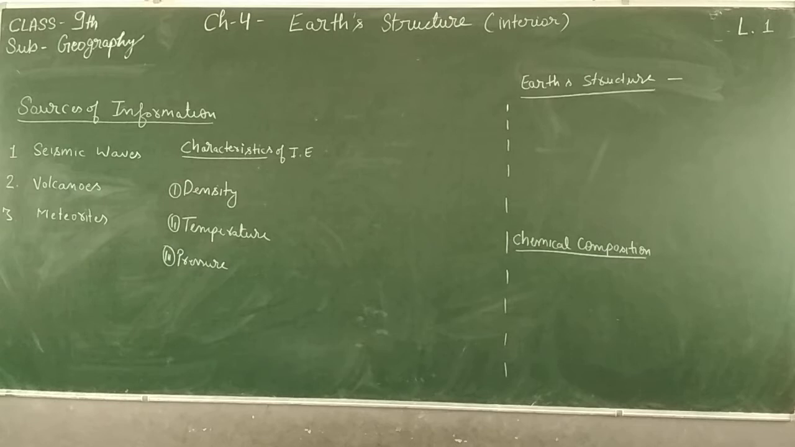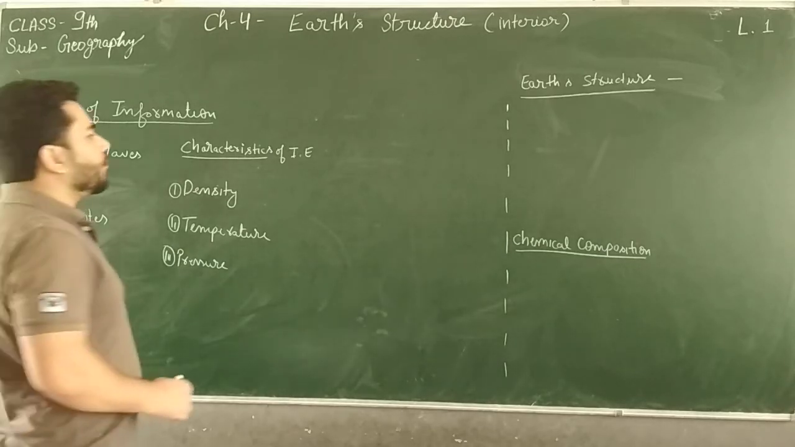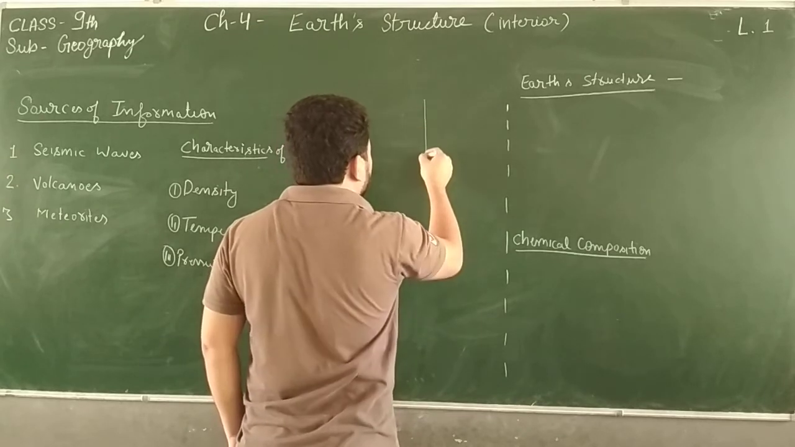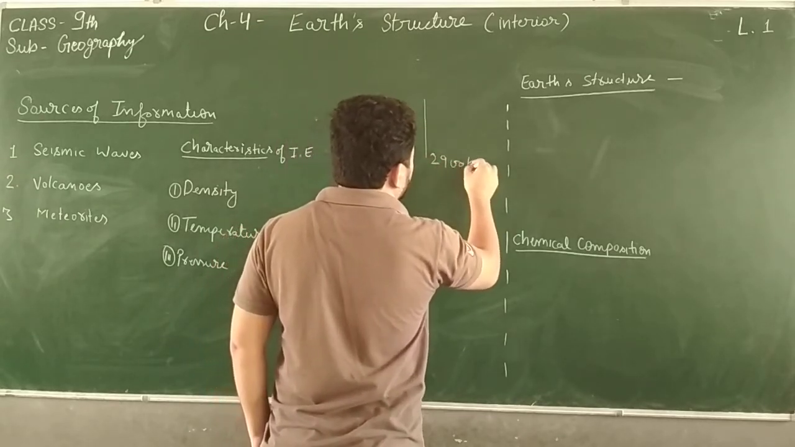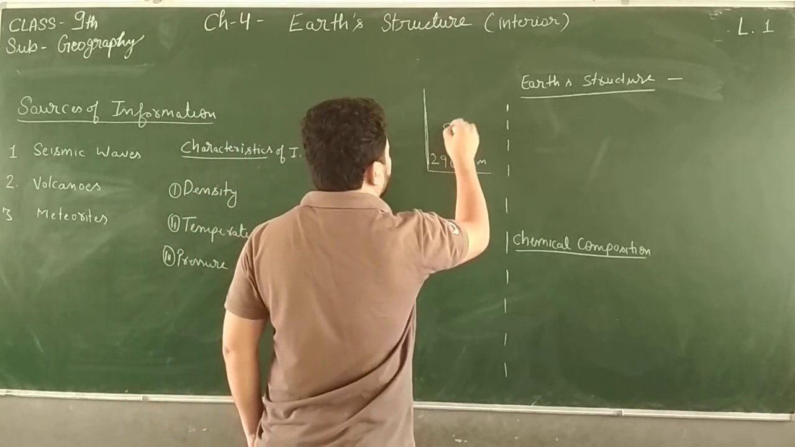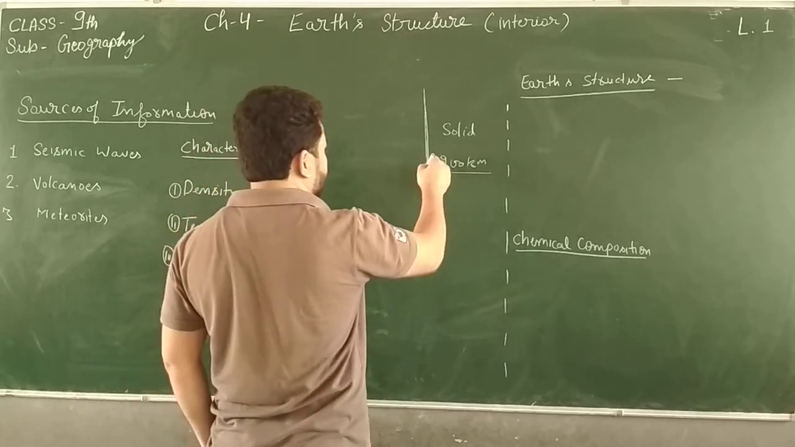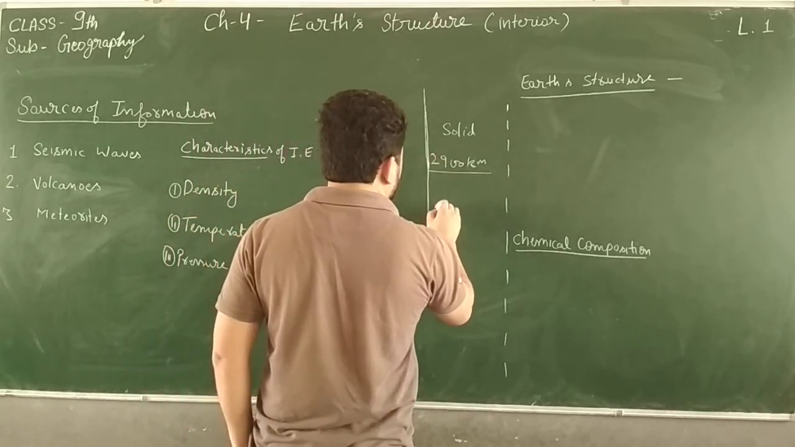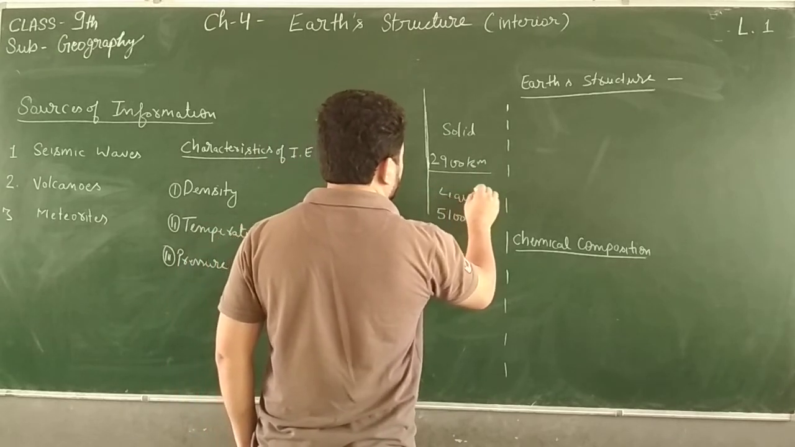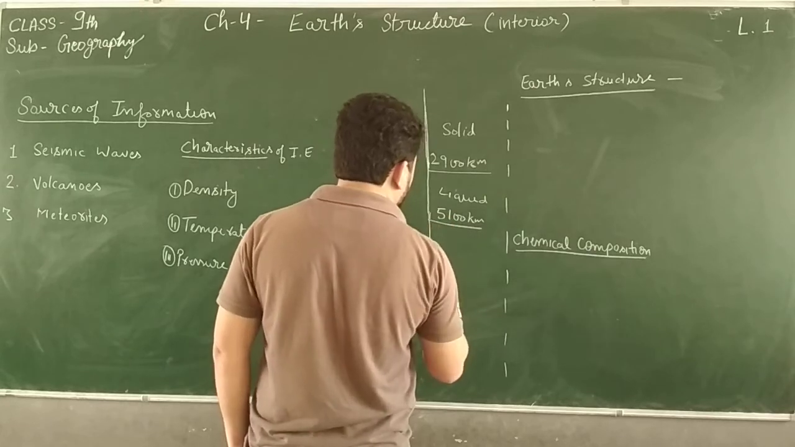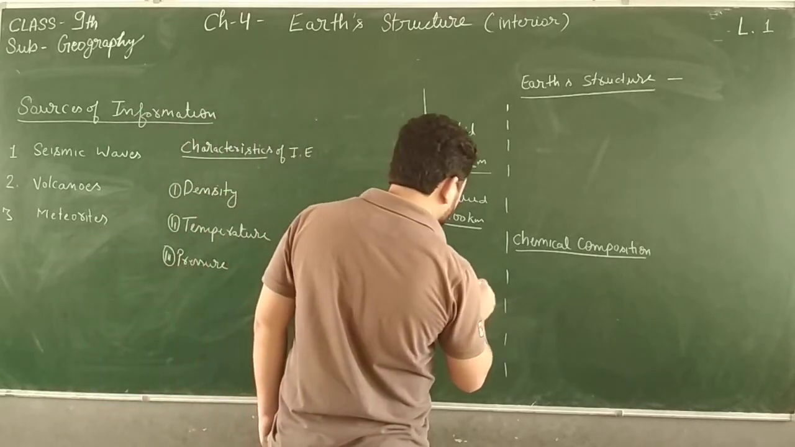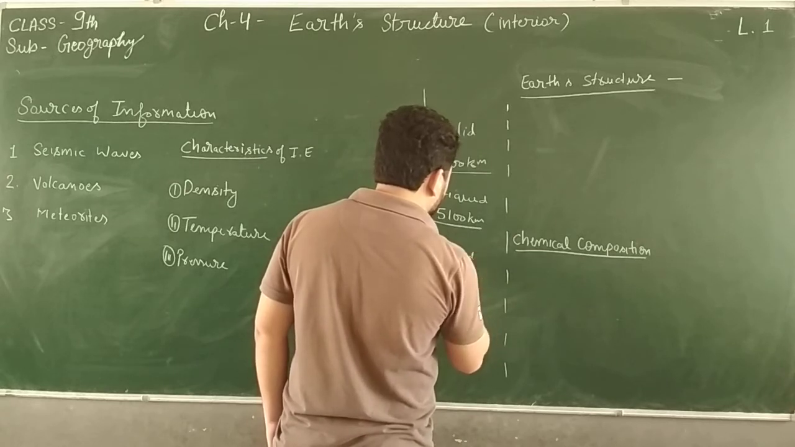So these seismic waves tell us about the interior of the earth. What do they tell us? These waves tell that up to the depth of 2900 kilometer, earth behaves as solid. Then from there till 5100 kilometer, it behaves as liquid. And then below that, till 6378 kilometer, it behaves as solid again.